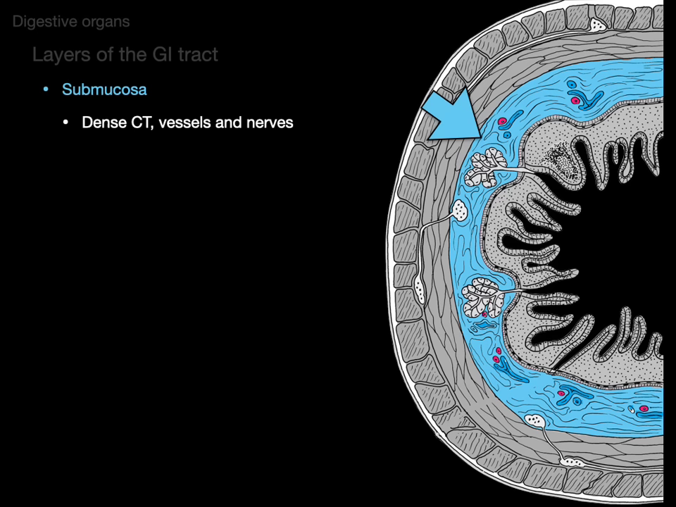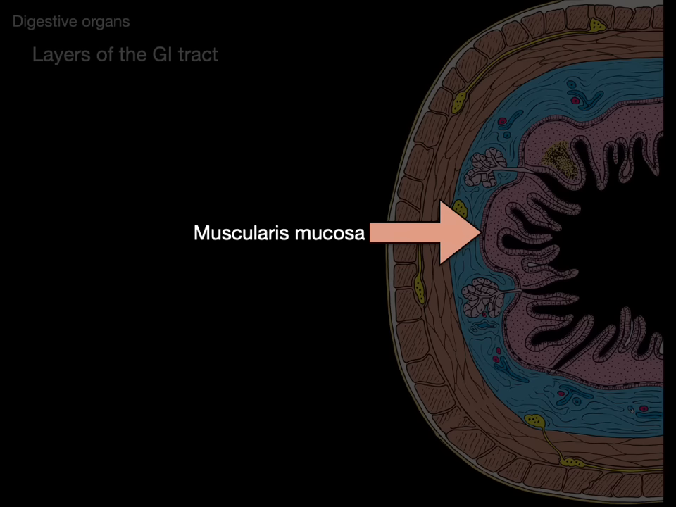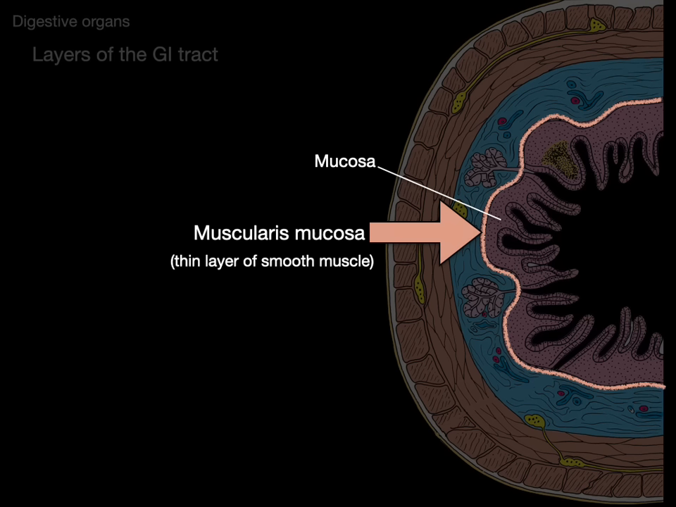And this consists of dense connective tissue with lots of vessels and nerves, and there are some blood vessels. These are the larger vessels, the macroscopic vessels that feed the capillaries that go into the lamina propria. The muscularis mucosa that I just outlined there is a thin layer of smooth muscle that is the fence between the mucosa and the submucosa.